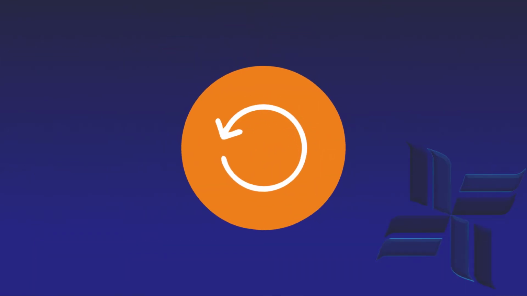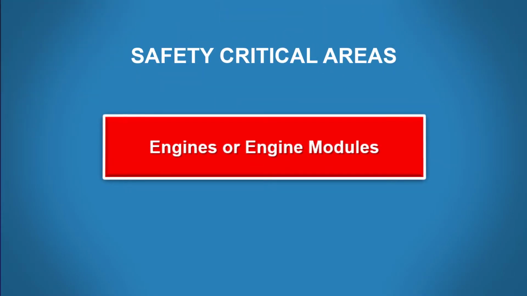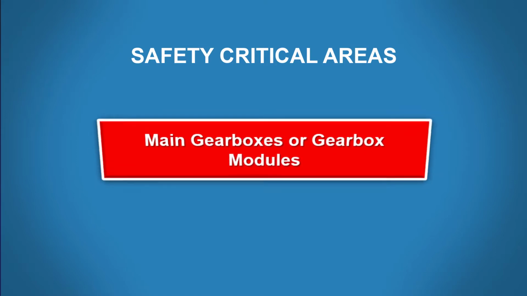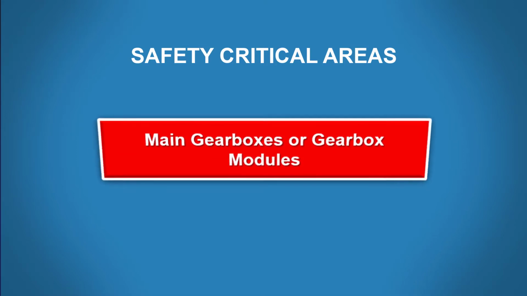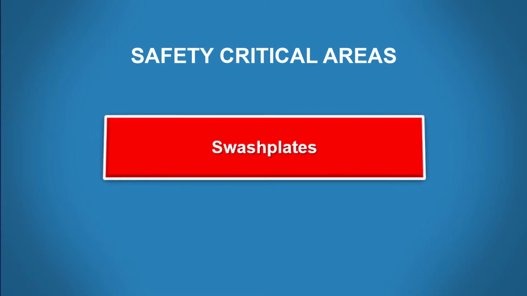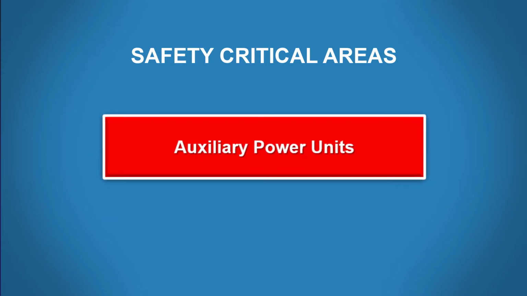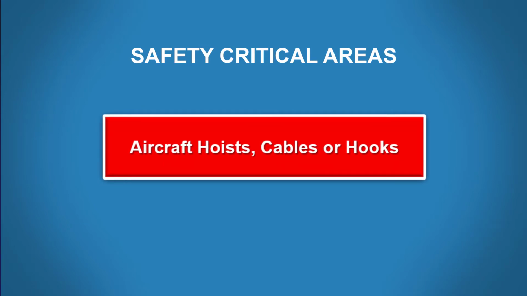Let's recap which areas are considered as safety critical, starting with the installation or removal of the following components: engines or complete engine modules, main gearboxes or gearbox modules, main or tail rotor heads, swash plates, APUs or auxiliary power units, aircraft hoists, hooks or cables.